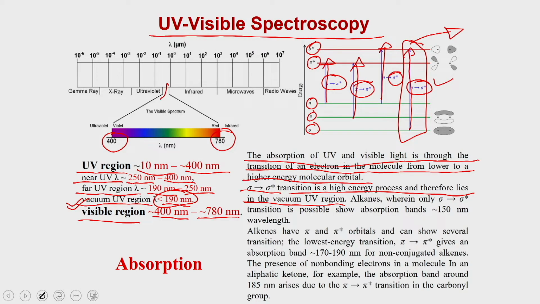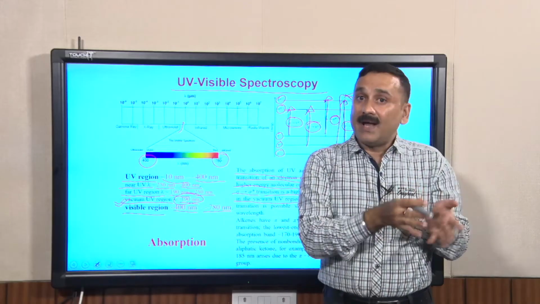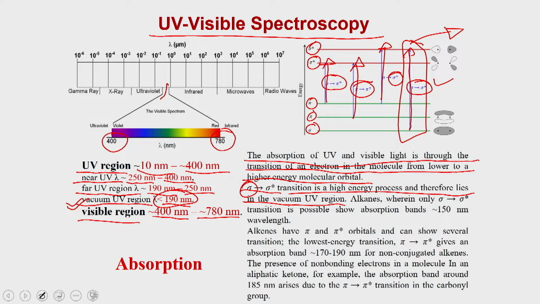As you might have seen in the initial formula, E is equal to hc by lambda. So, the lower the wavelength, the higher the energy. So, if there is a transition from sigma to sigma star, then this is a high energy process.